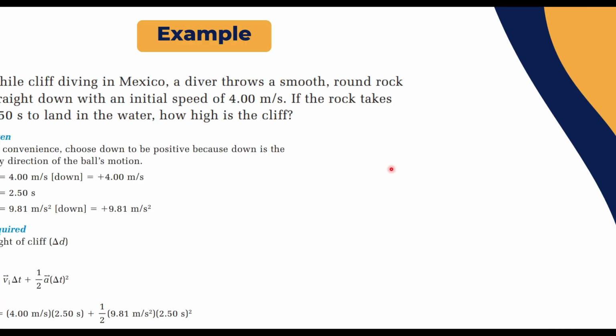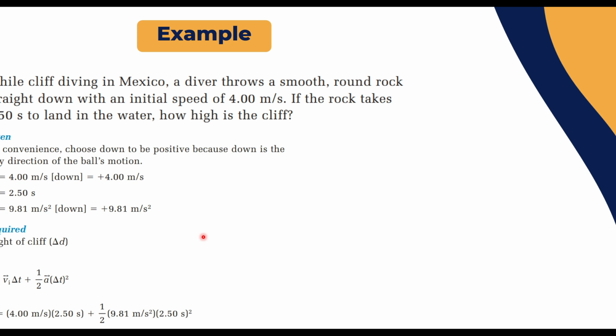Example. A diver throws a smooth round rock straight down with an initial speed of 4 meters per second, v initial here. If the rock takes 2.5 seconds to land in water, how high is the cliff? So it's given: v initial 4 meters per second, time delta t 2.5 seconds, and you have acceleration as 9.81 meters per second squared down, which is a plus value in this case. What we need is delta d.